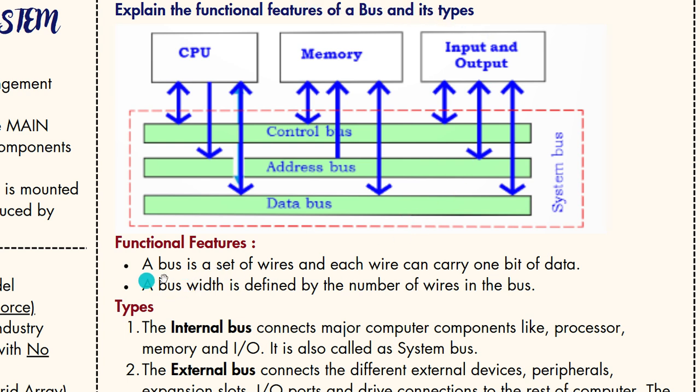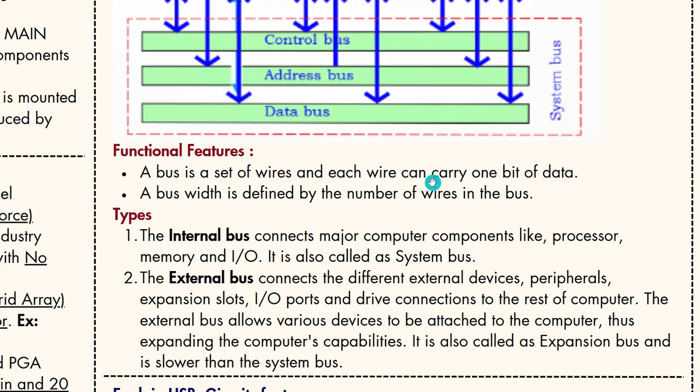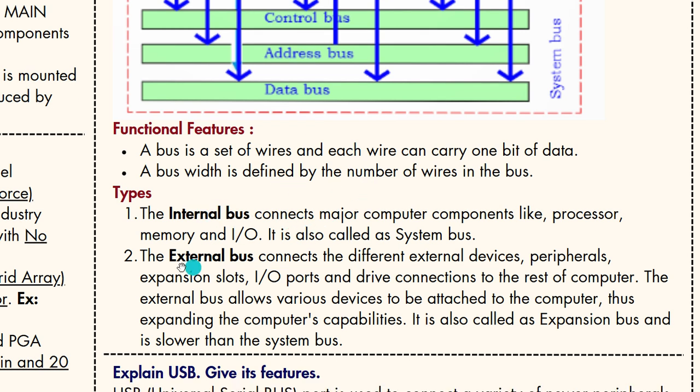So what is a bus? A bus is a set of wires, and each wire can carry one bit of data. A bus width is defined by the number of wires in the bus. Types are internal bus and external bus. Internal bus connects the major components like processor, memory, and input output. It is also called a system bus.